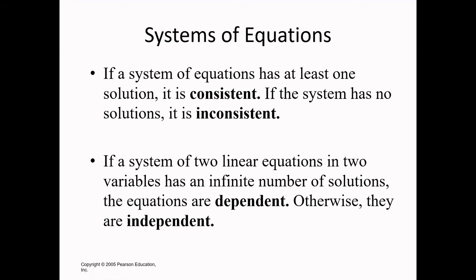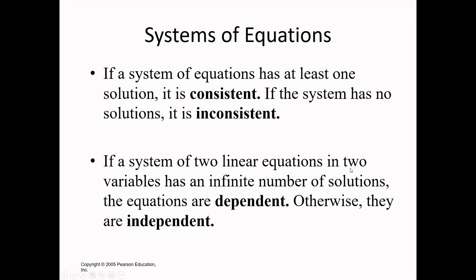If a system of equations has at least one solution, they call it consistent. This is some language that might be used in problems, both in ALEKS and on tests. The word consistent simply means they have at least one point in common. Now, they could have more than one point, but if they have at least one point, we call it consistent. If they have no solutions, like parallel lines, then we call it inconsistent.